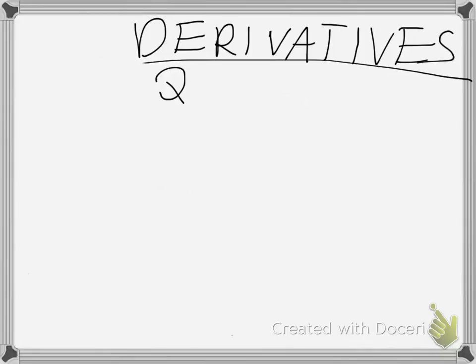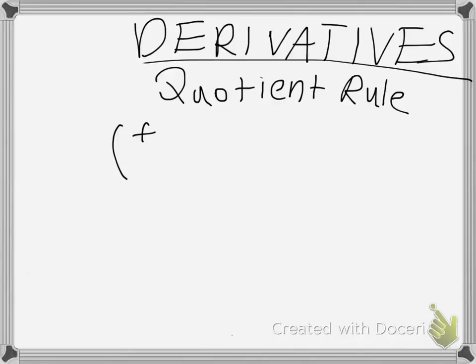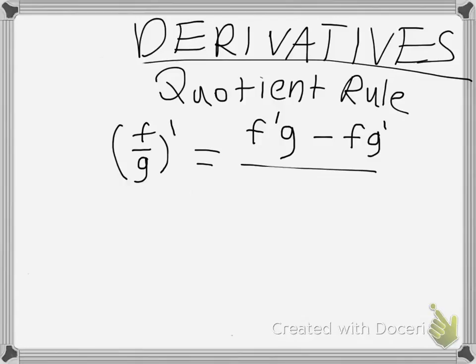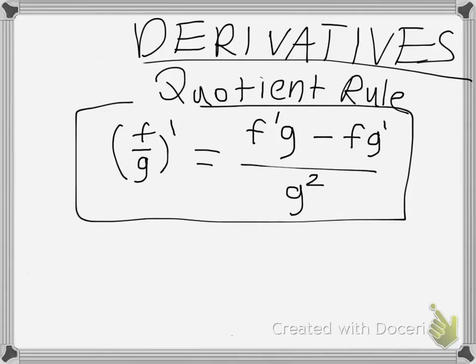The quotient rule is to find the derivatives of the quotient of two functions. So (f over g) prime, so f of x divided by g of x, the derivative of that equals f prime g minus f g prime, over g squared. This is a really weird rule, but that's the quotient rule.